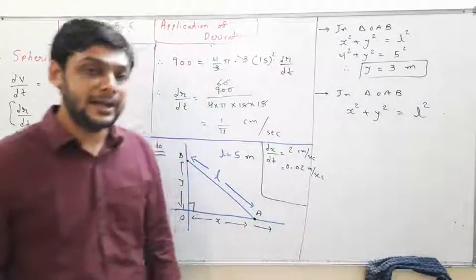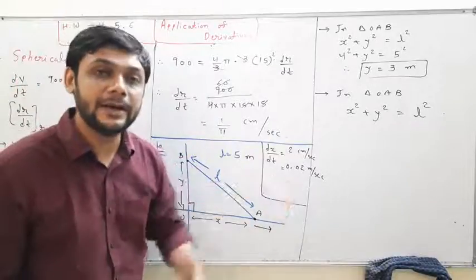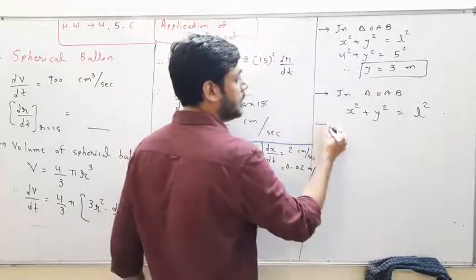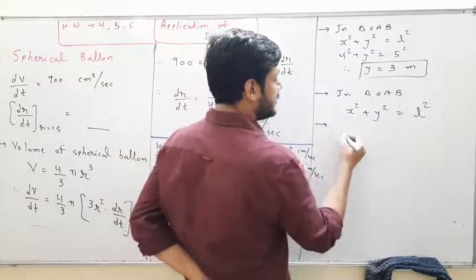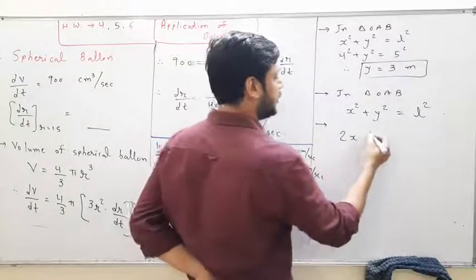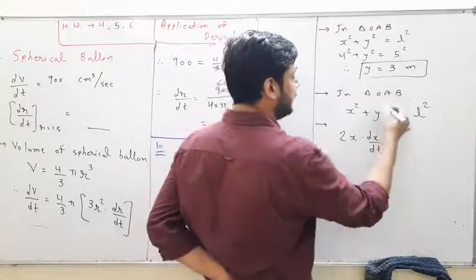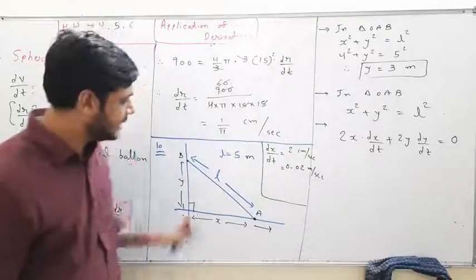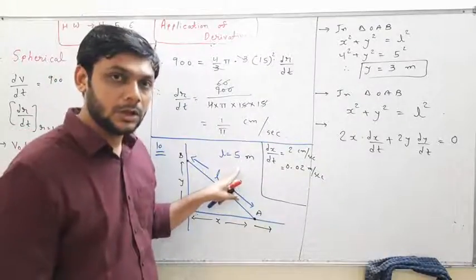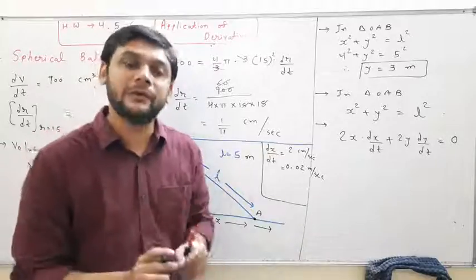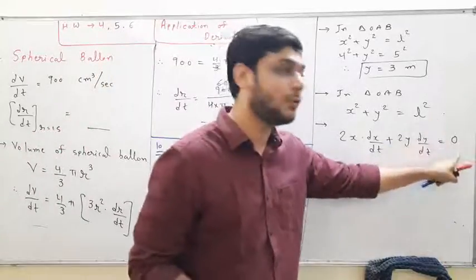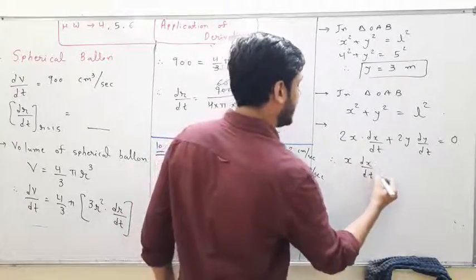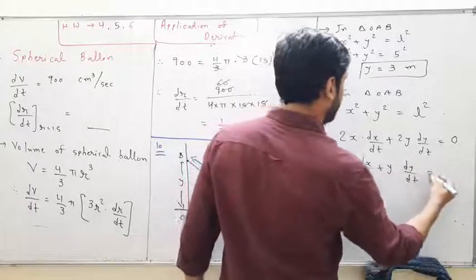Now we have to find dy by dt, and dx by dt is given. So we differentiate this equation on both sides with respect to t. Differentiation of x square is 2x, and by chain rule you again have to differentiate with time, so dx by dt. Differentiation of y square is 2y dy by dt. Differentiation of L square is 0 because L is constant. L is equal to 5, it is constant. Right, the length of the ladder does not change, the ladder remains the same. So differentiation of a constant term is 0. So 2 common and cancel. So that is x dx by dt plus y dy by dt is equal to 0.